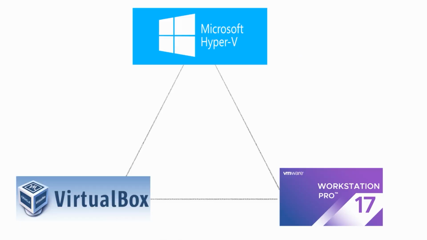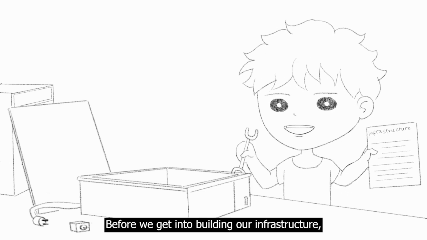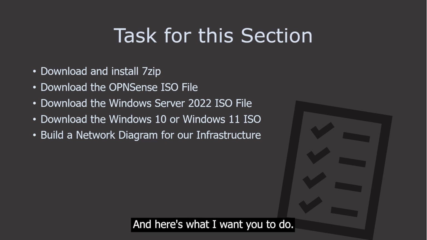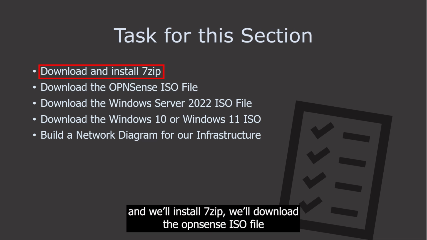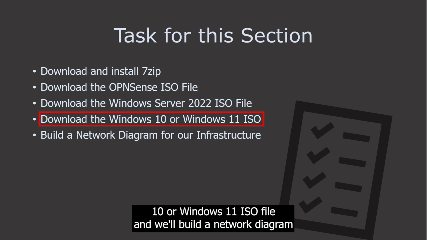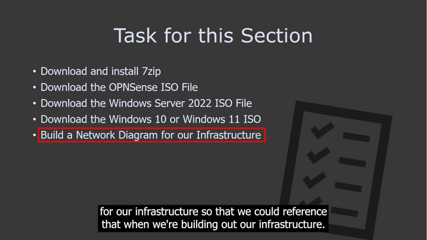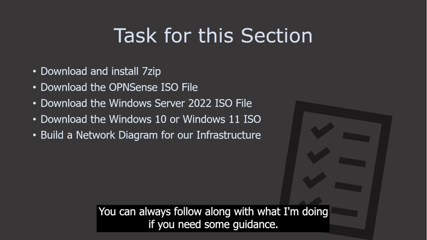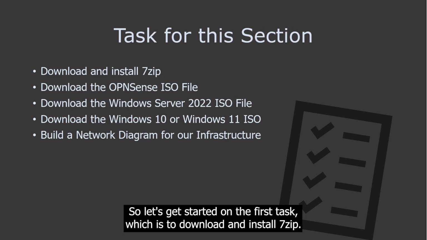Before we get into building our infrastructure, let's create some tasks to lay the groundwork for us. And here's what I want you to do. So first, we'll download and we'll install 7-zip. We'll download the OpenSense ISO file. We'll download the Windows Server 2022 ISO file. We'll download the Windows 10 or Windows 11 ISO file. And we'll build a network diagram for our infrastructure so that we could reference that when we're building out our infrastructure. We'll start you off small, and then we'll go from there. You can always follow along with what I'm doing if you need some guidance. So let's get started on the first task, which is to download and install 7-zip.